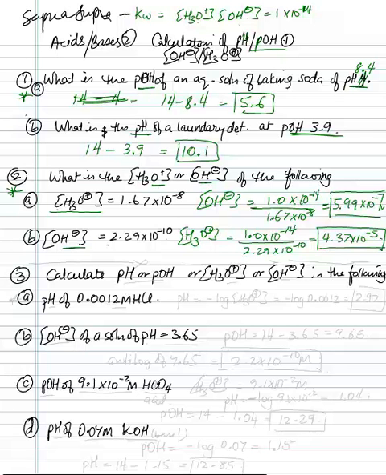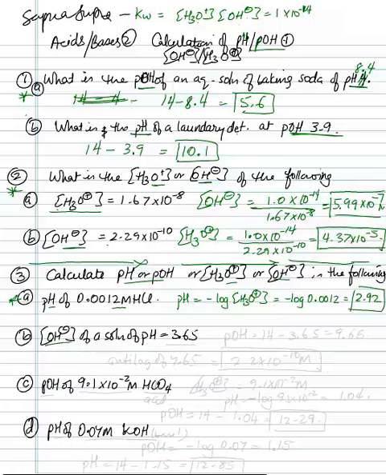All right, the next question that we have is: calculate the pH or pOH or hydronium ion concentration or the hydroxide ion concentration in the following. Here we have the first one where you have to calculate the pH of 0.0012 molar HCl. So pH is equal to negative log of hydronium ion concentration. For strong acids, the concentration of hydronium ion is the concentration of the solution, so it is minus log of 0.0012, which is equal to 2.92. That is going to be your answer for this.